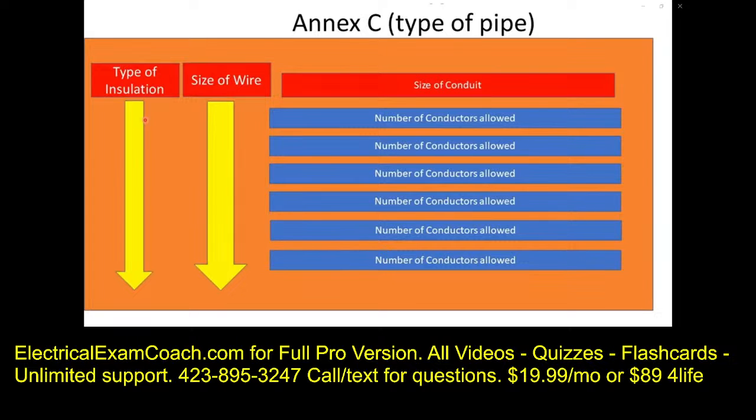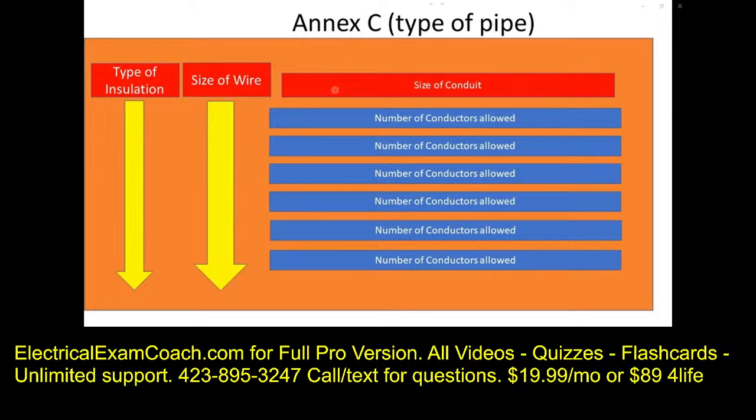And this is where we find some familiar friends: RHH, RHW, THHN, THWN-2, and that's going to be our type of insulation that our wire is coated. And then in the second column is going to be our size of wire. Now, you may find when you're looking that you find your type of insulation, but you don't find your size wire over there in the wire column. That's okay. Just start over until you find the type of insulation again, and then you'll cross over and eventually find your size wire.